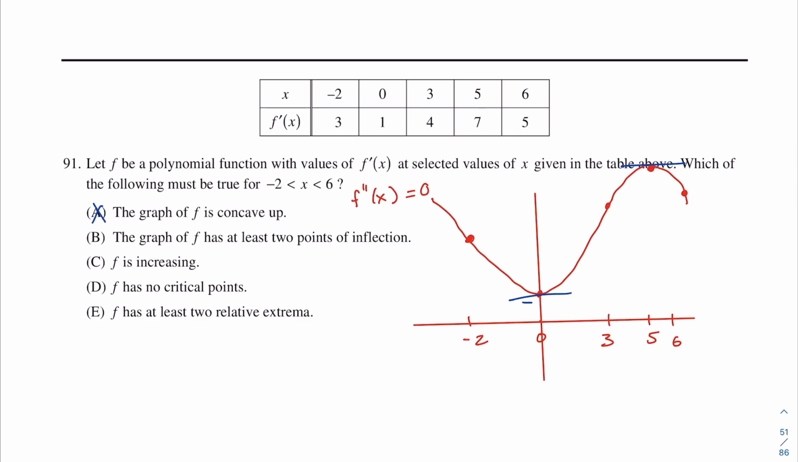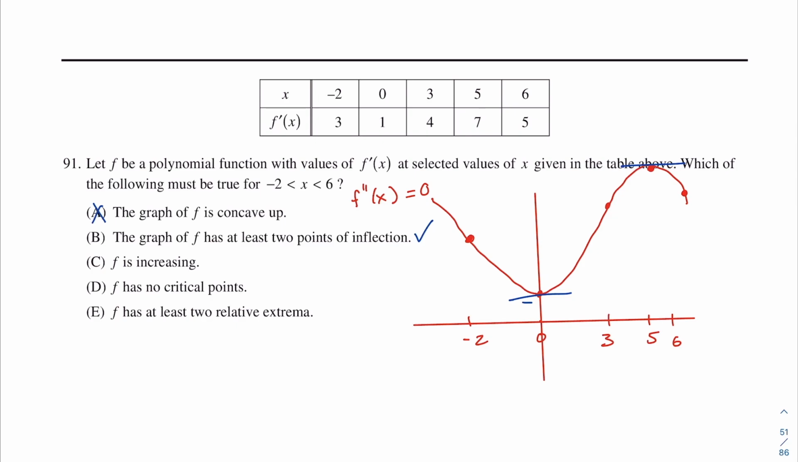Now going on to B, the graph of f has at least 2 inflection points. Well, this is true. We just spoke about that. Looking on this interval, we have regions where the slope changes its direction. So we know that somewhere in these 2 periods there are points where the slope is equal to 0, and that happens twice. So those are points of inflection, and there's at least 2 of them. So B is definitely true.